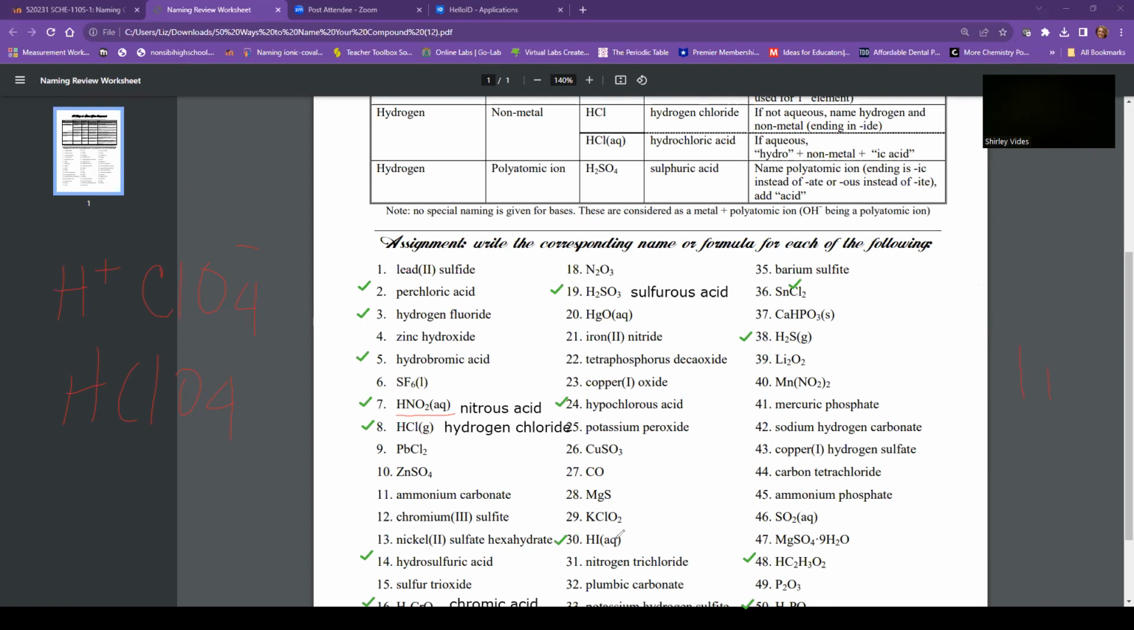HI, and notice it says aqueous. So that is definitely the acid. And to name these types of acids, we use the prefix hydro, right? And that is iodine. So we use the iod part, put ic, and then acid. So hydroiodic acid.